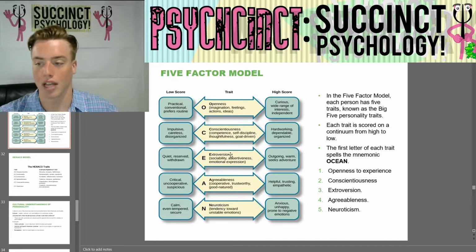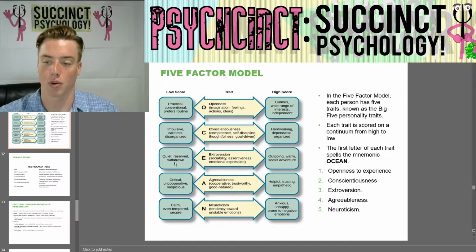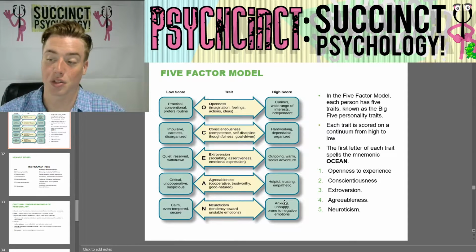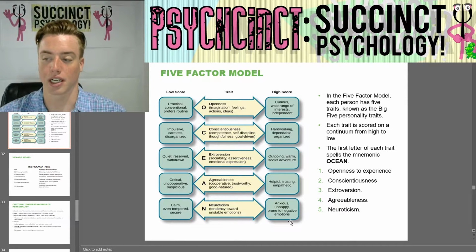Next, we have E, extroversion. You have sociability, assertiveness, and emotional expression. Low score, you're quiet, reserved, withdrawn. And high score, outgoing, warm, you seek adventure. Next, you have A, agreeableness, so you're cooperative, trustworthy, and good-natured. If you have a low score, you are critical, unsupportive, or uncooperative, and suspicious. And if you have a high score, you are helpful, trusting, and empathetic.